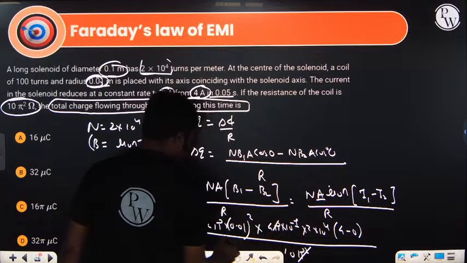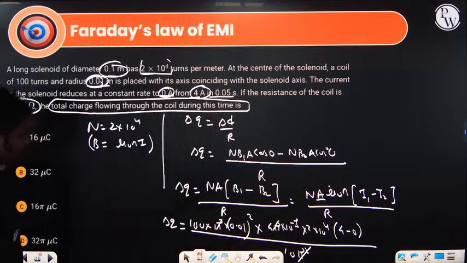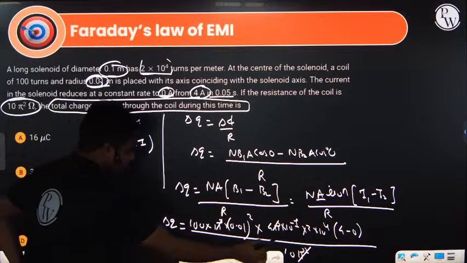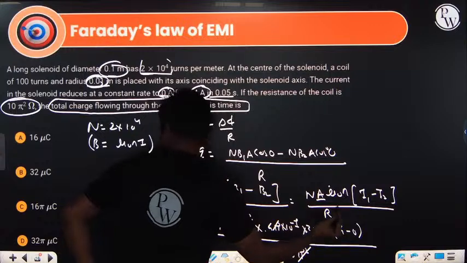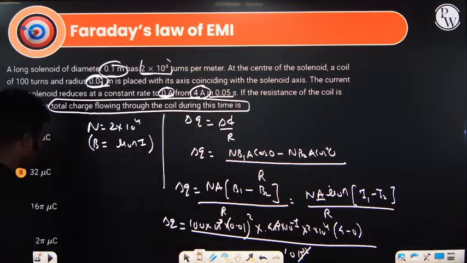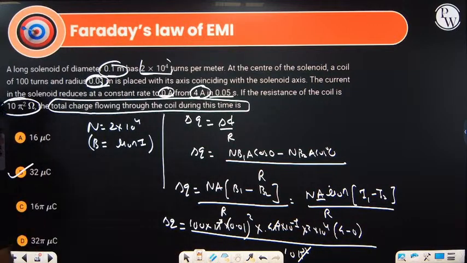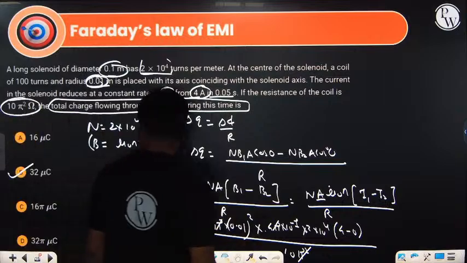This pi square gets cancelled, so the remaining thing we can solve. This one is 2 into 4, 8. 8 into 4, 32. So here we are getting 32 microcoulomb because pi is cancelled everywhere.